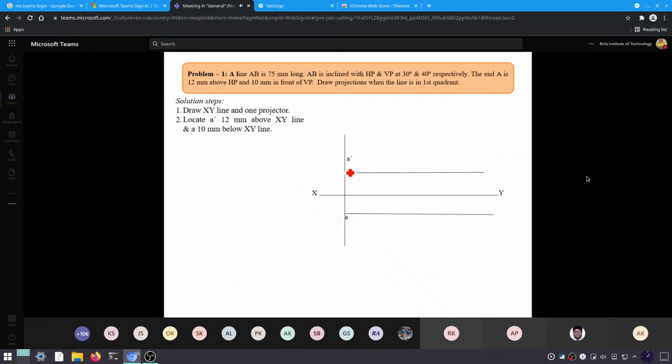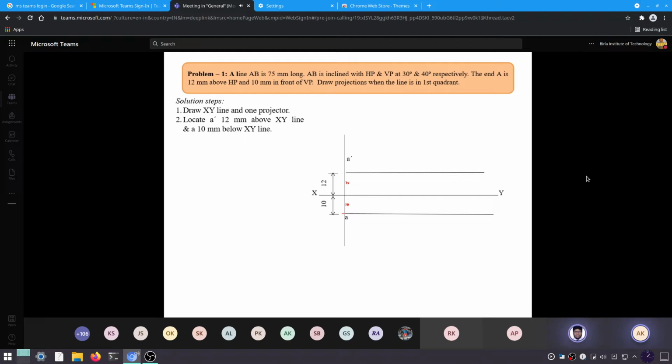So it is 12 mm above HP. What is the distance of this line? 12 mm, exactly. And what about the distance of A? 10 mm. This will be 10, this will be 12. Right? Fine? Yes, sir.